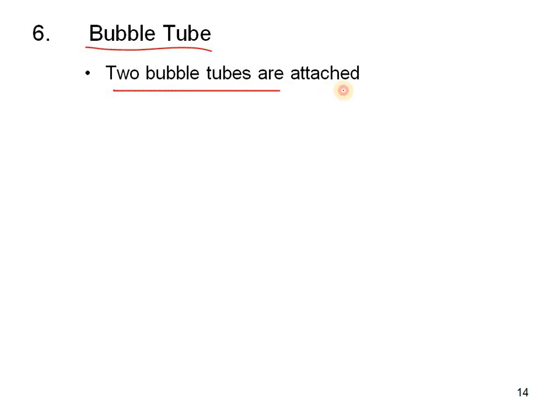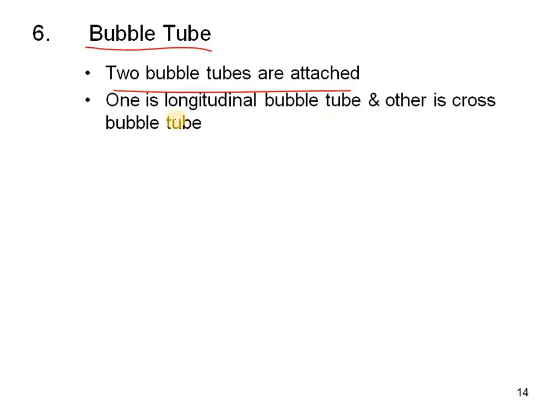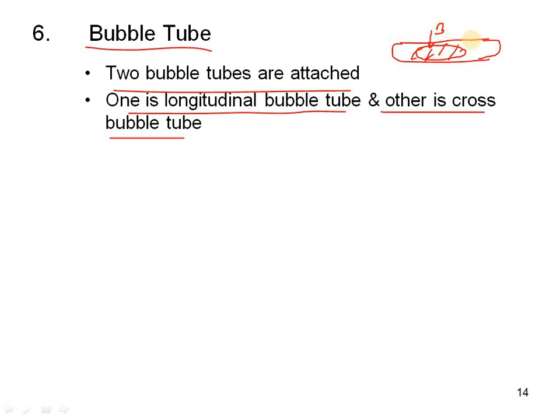Here two bubble tubes are attached to the dumpy level. One is the longitudinal bubble tube and the other is the cross bubble tube. The longitudinal bubble tube will be like this. In this, a bubble will be there, in the water type. It is nothing but a mercury droplet. This portion is called the bubble tube. This is the bubble. So this one is the longitudinal bubble.